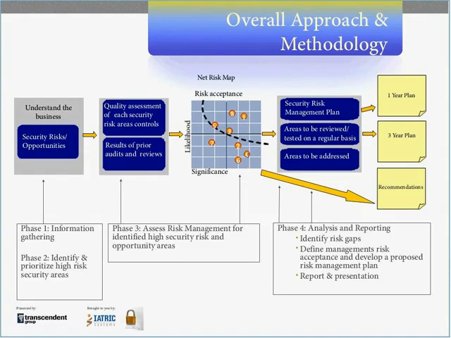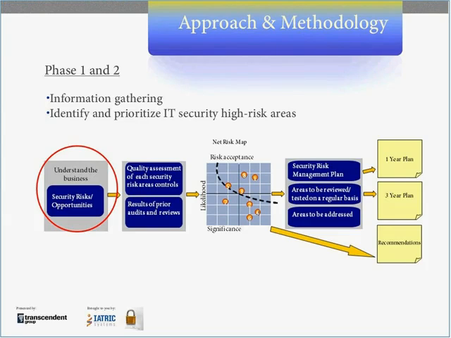You have interviews with key stakeholders, sit down and document the different risks, and prioritize them with your key stakeholders. In phase 3, you assess the current risk management, what controls we have, and the quality of the controls. And finally, in phase 4, we define our risk gaps, define areas we need to address, and the overall security risk management plan. So let's walk through phase 1 and phase 2 here: information gathering, and identify and prioritize IT security high-risk areas.